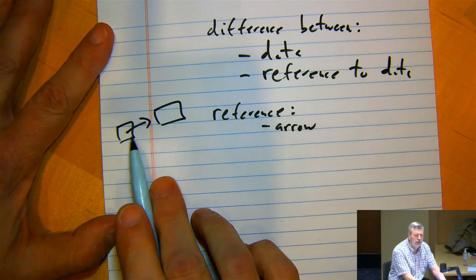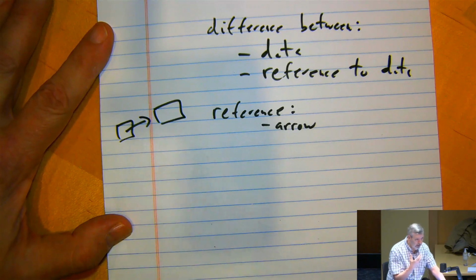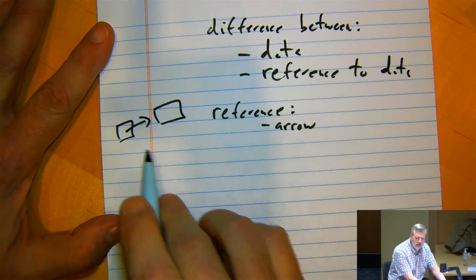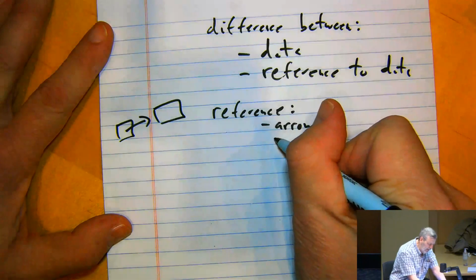I think that might be people who are a little more visually oriented. But there are some people who like thinking about pictures, and so that can be helpful. So if you think of a reference as being an arrow, that's not a bad way of thinking about it.